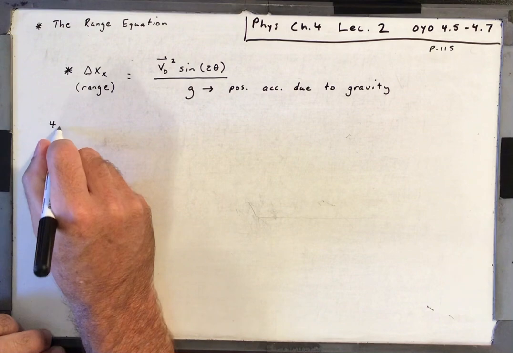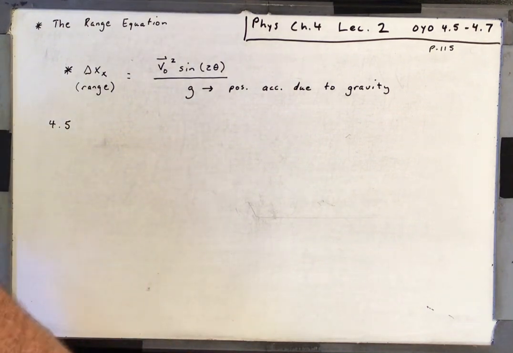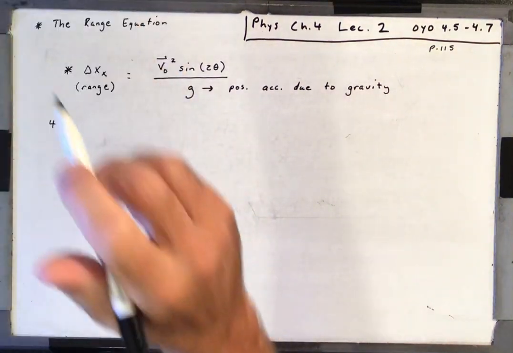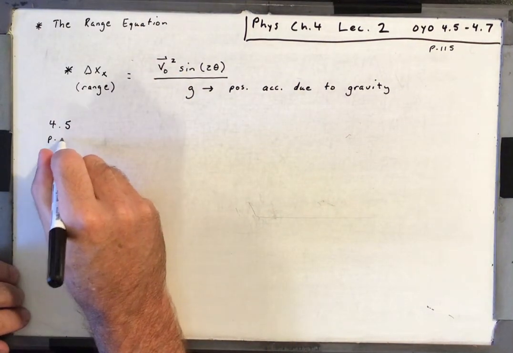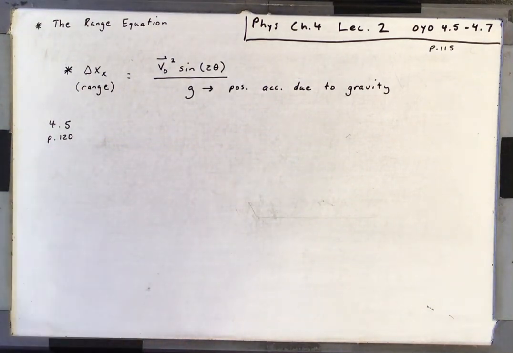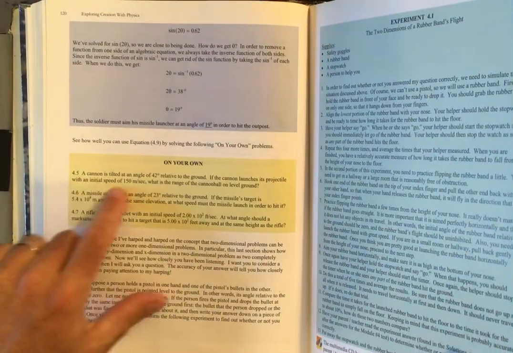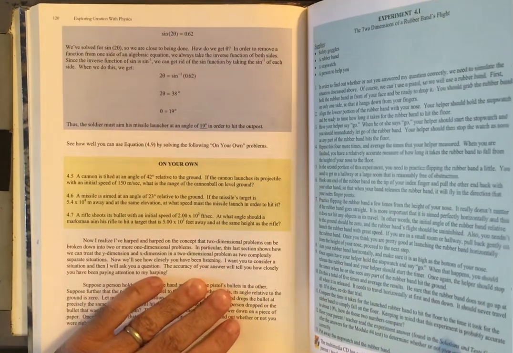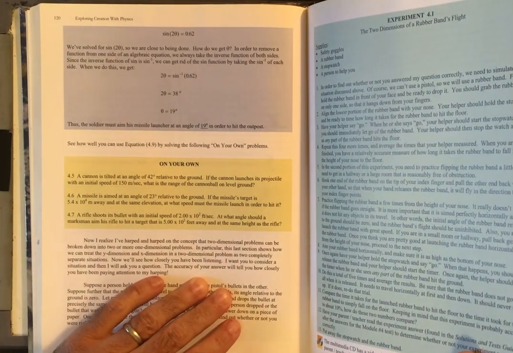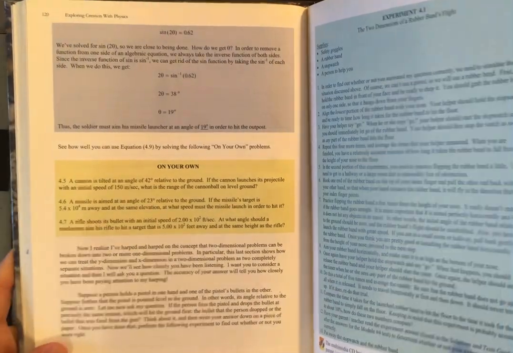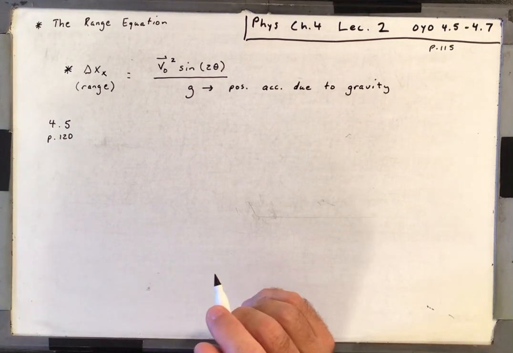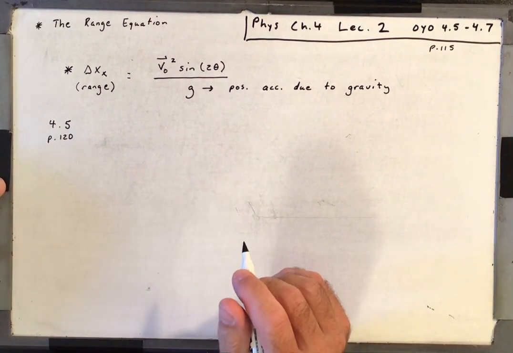So our first one is 4.5, and that is going to be on page 120. That one says a cannon is tilted at an angle of 42 degrees relative to the ground. If the cannon launches its projectile with an initial speed of 150 meters a second, what is the range of the cannonball on level ground? That intimates level ground, that it's going to land at the height it was launched.